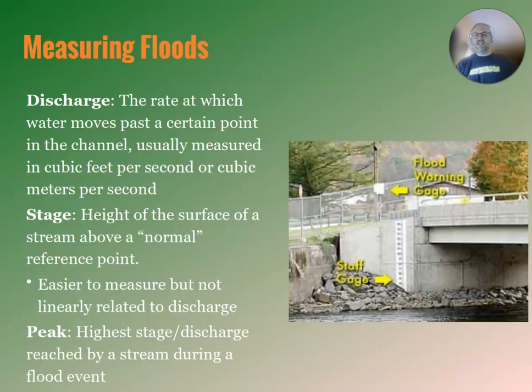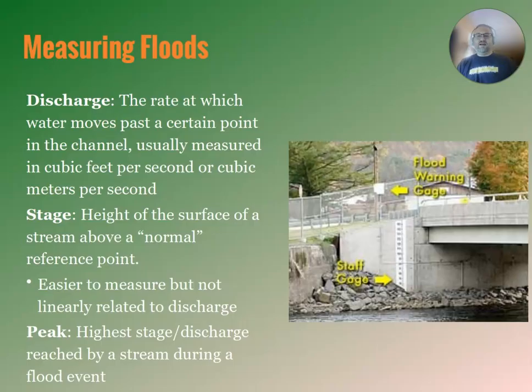A number that is much easier to measure is what we call the stage of the flood. The stage is the height of the surface of a stream, measured in either feet or meters, above a normal reference point. So we have the average water level of that stream. That's our starting reference point. And then we measure how much higher the top of the stream is above that reference point. That's real easy to measure because all you need is a measuring stick.